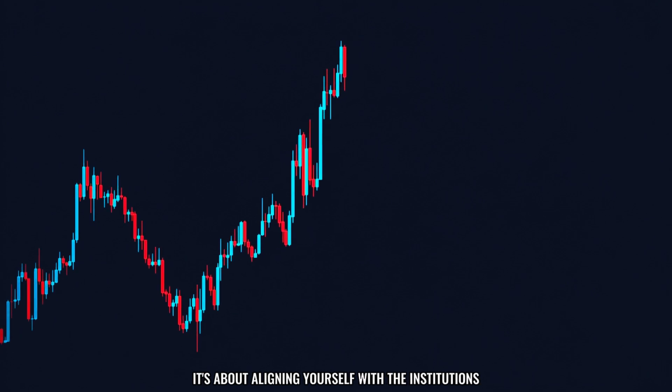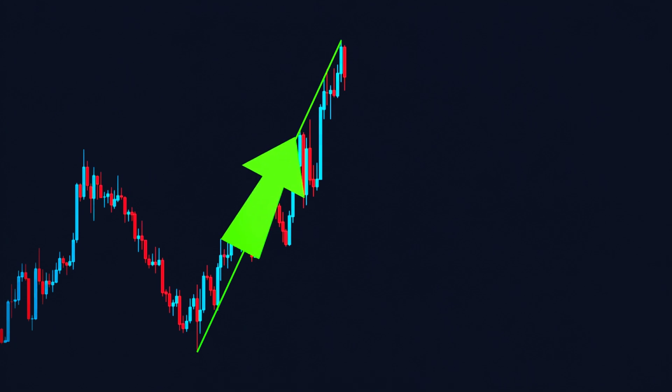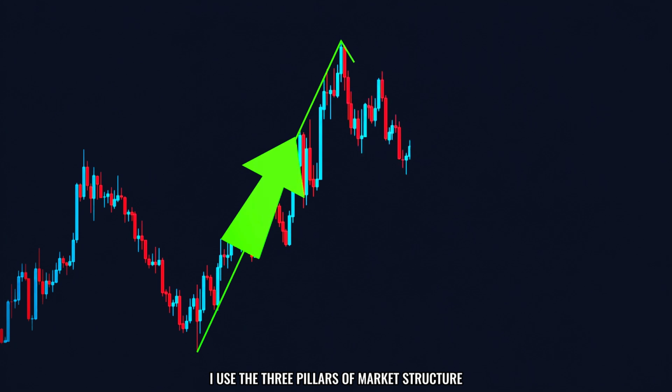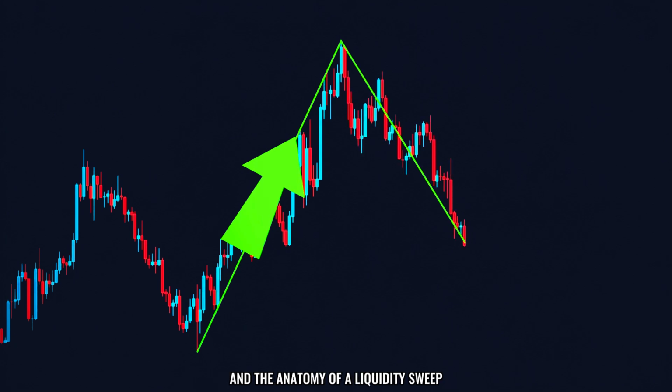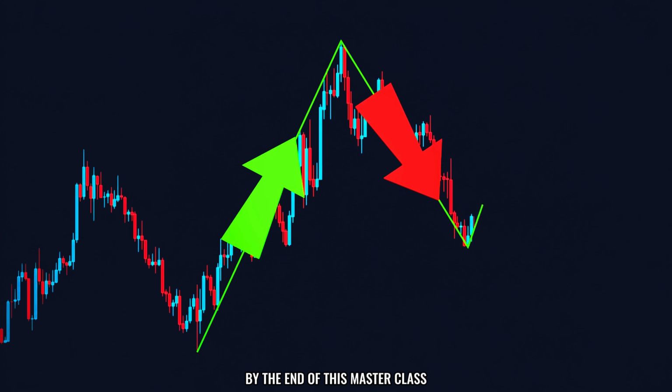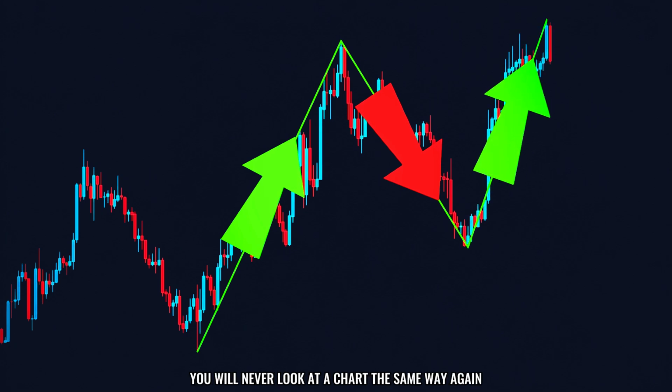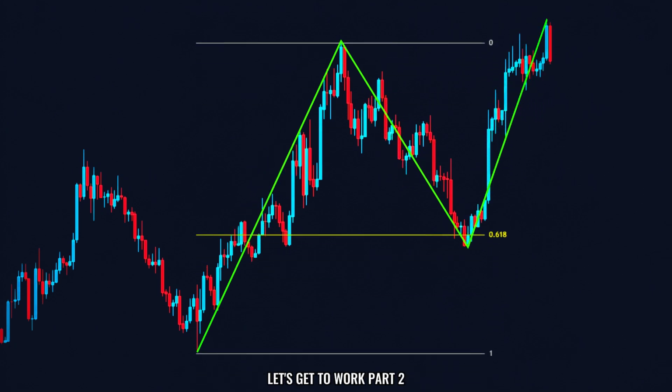It's about aligning yourself with the institutions, the smart money that actually moves the price. We will cover the exact TradingView setup I use, the 3 pillars of market structure, and the anatomy of a liquidity sweep. By the end of this masterclass, you will never look at a chart the same way again. Let's get to work. Part 2.